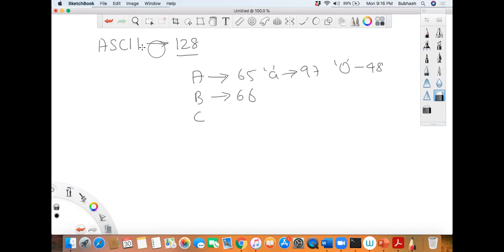Now, Joshua, can you represent Tamil characters in C language? No, sir, it's not possible. So that is why they came up with one more encoding scheme called Unicode. Unicode can represent most of the language characters that are needed.